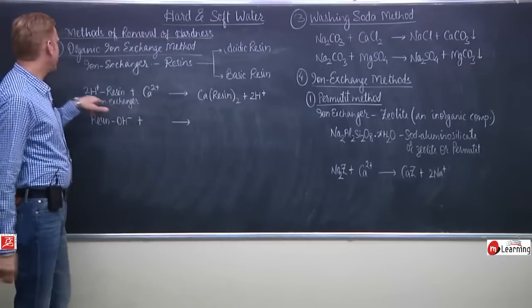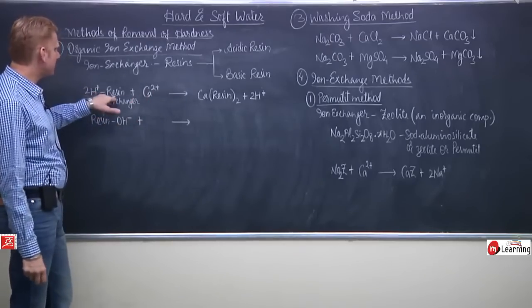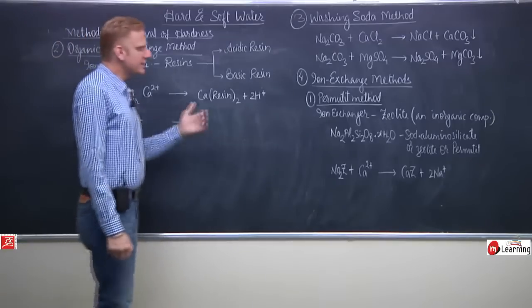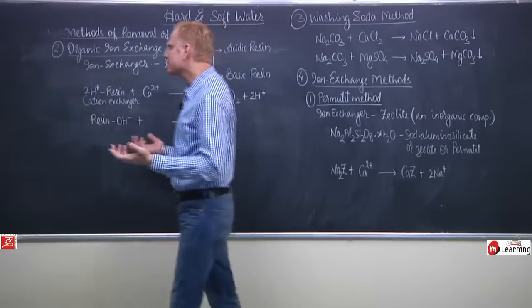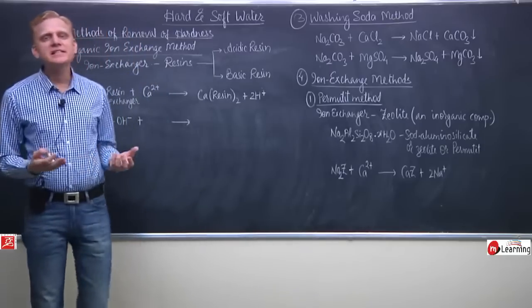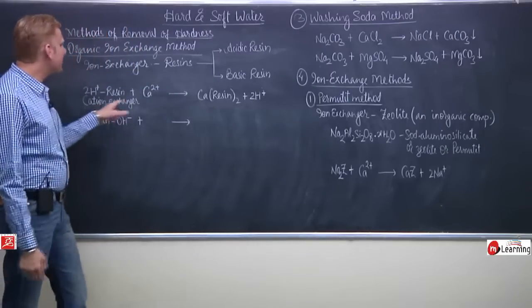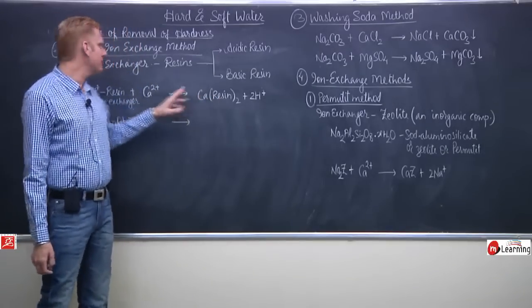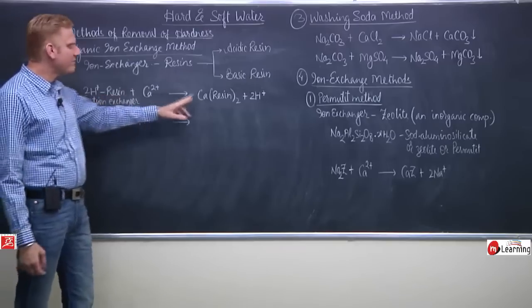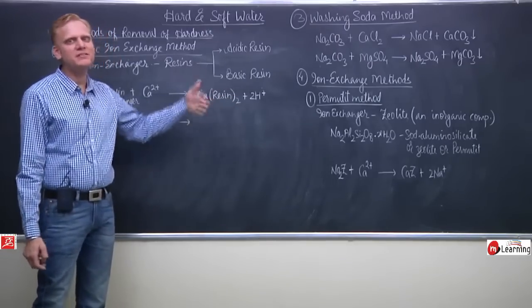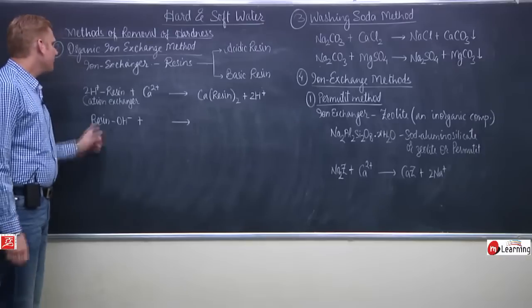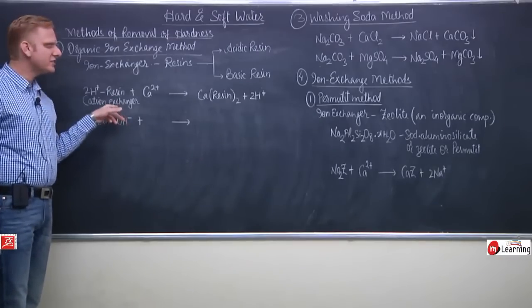I have mentioned it because I had shown H plus with resin, so it is just a representation for the resin, the acidic resin. It is not exactly balanced that way, but since I had mentioned H plus resin, I have mentioned here calcium resin twice, as per the valencies. Okay, so this part is called the ion exchanger.